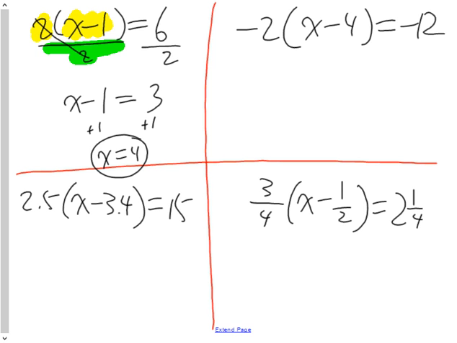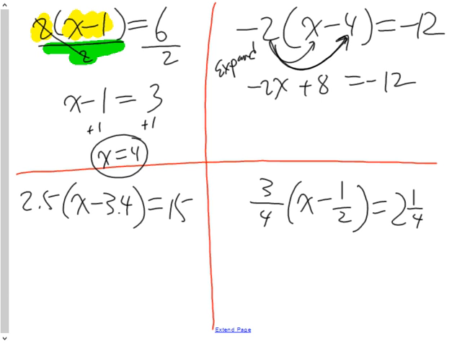In the second question, when you are solving this one, instead of dividing, you could also do it the other way, which is called expanding using distributive property. So you have negative 2 groups of x minus 4. So you have negative 2 times x, which is negative 2x. And you have negative 2 times negative 4, which is a positive 8. When you expand using distributive property, you end up with this 2-step equation.